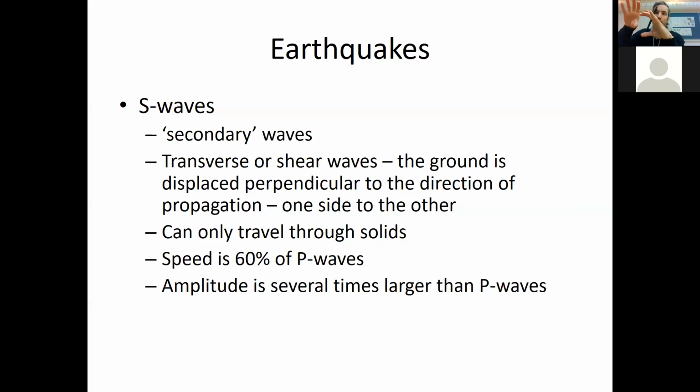But if I move a mass of air or of some liquid, it's not going to pull on its neighbor. It's just going to move without any propagation. So this can only travel through solids, but rocks are solid, so they travel through rocks. And we have this reduced speed, which is why they're called secondary, because they're a little bit slower and they arrive later.